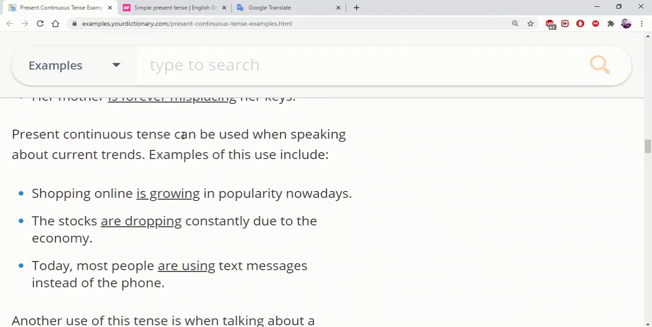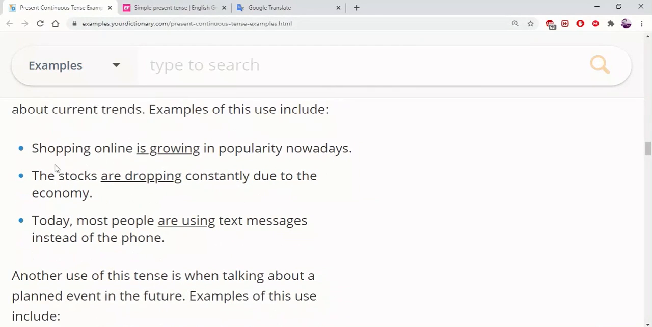Next, present continuous tense can be used when speaking about current trends. Now, what do you mean by current trends, things which are happening nowadays. To understand the meaning of current trends, let us see the examples. Shopping online. You already know what is shopping online. We have Amazon, Flipkart, there is Snapdeal, there are many other online shopping sites. So, shopping online is growing in popularity nowadays. That means it is very popular. Is growing, बढ़ते ही जा रहा है. That means it is in the present continuous tense.